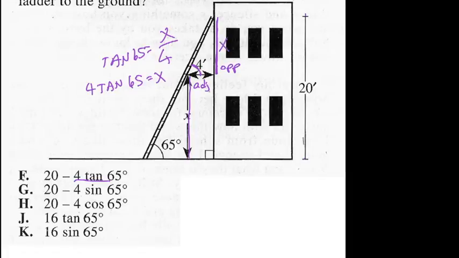Now that I know my x distance, I know this distance here, I can subtract it from the 20, and that gives me x. So it would be 20 minus the 4 tan 65. Okay, that makes F the answer to number 60.